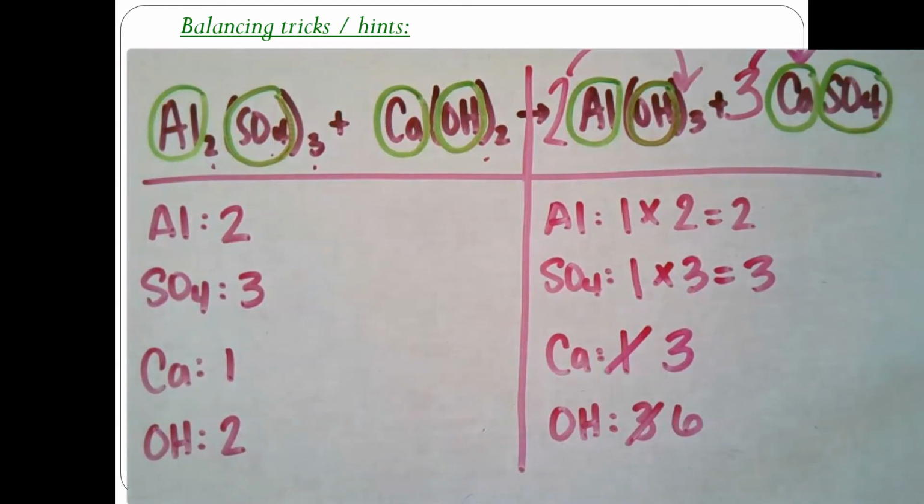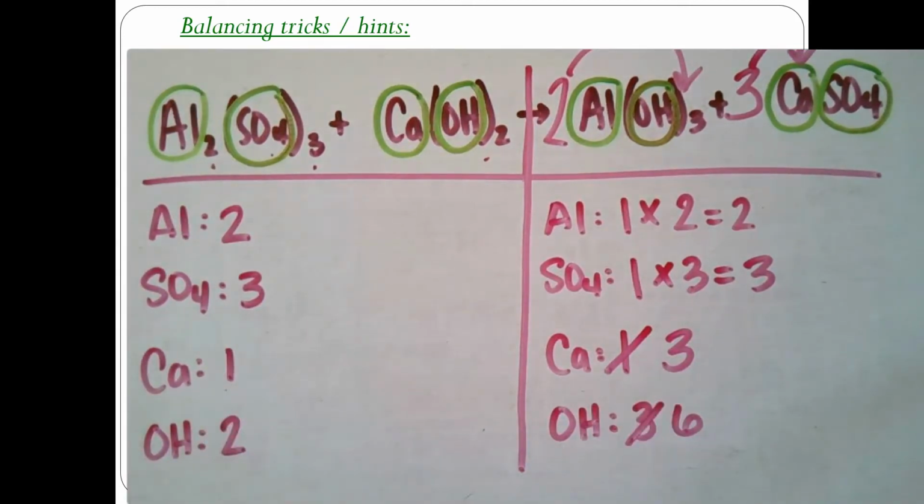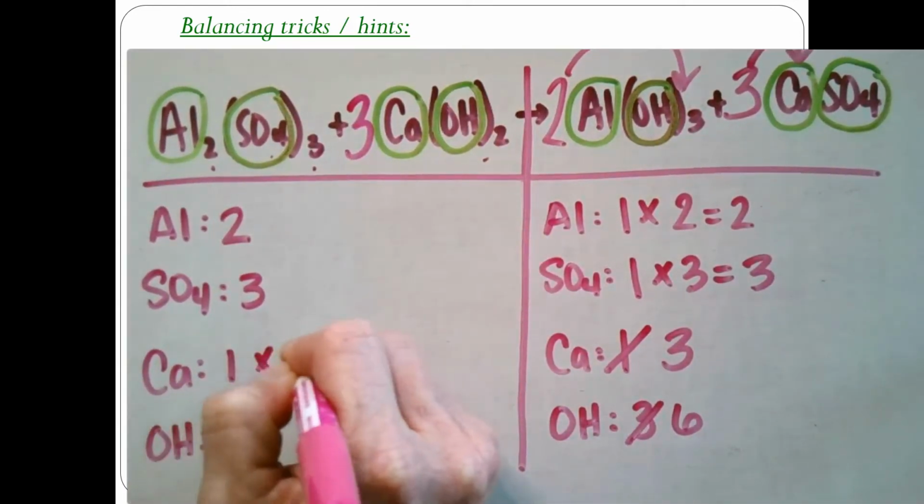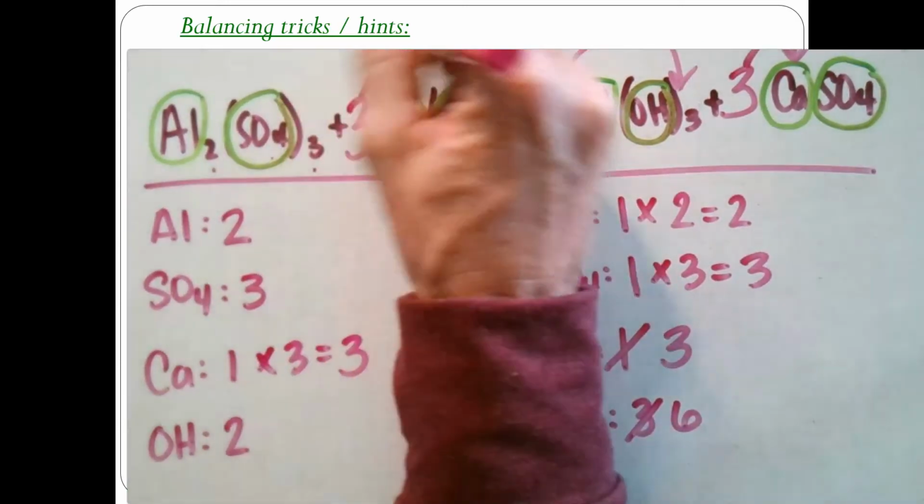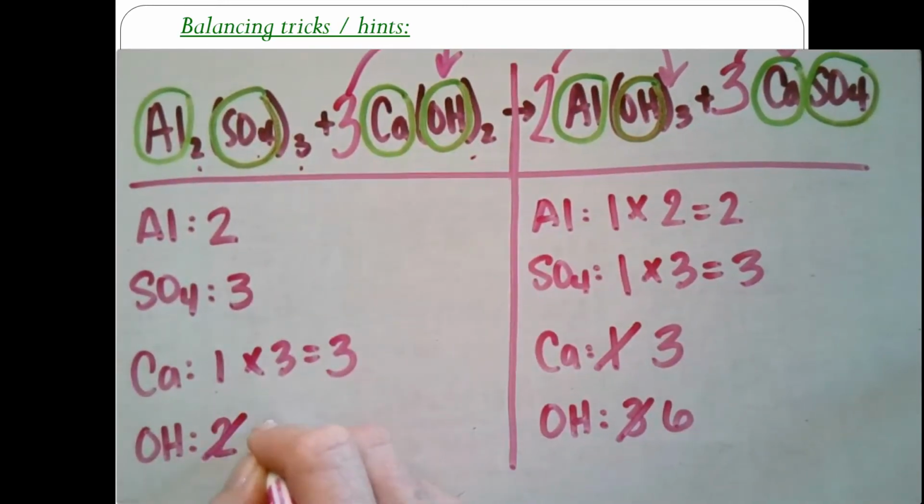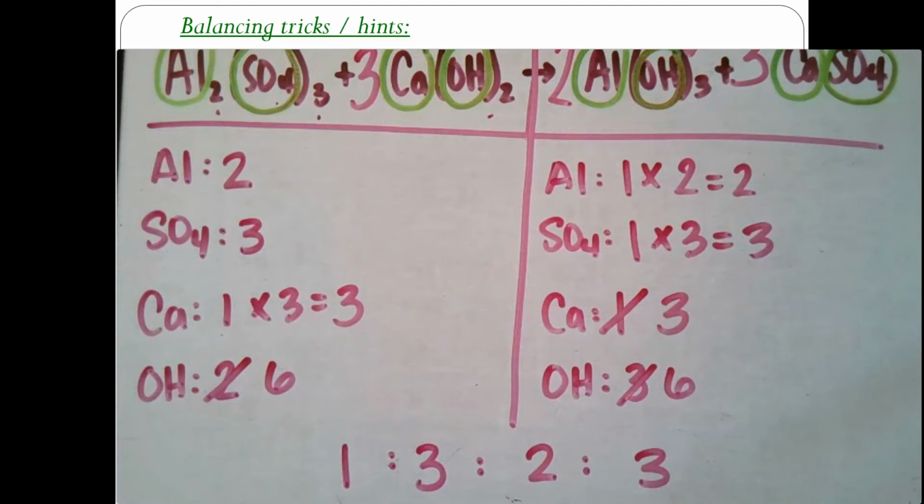It becomes a 3. And so now I look back over here, and my calcium is a 1 and a 3, so I'm going to put a 3 here. That's going to times 3, give me 3 calciums, and distribute to make hydroxide 6. And there it is, all balanced up. My coefficients are 1 to 3 to 2 to 3, and my equation is all balanced.